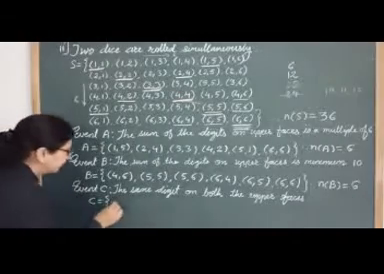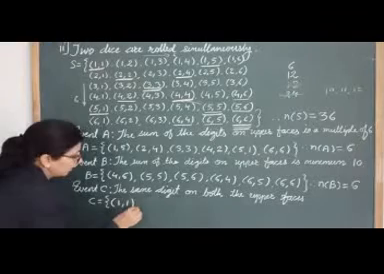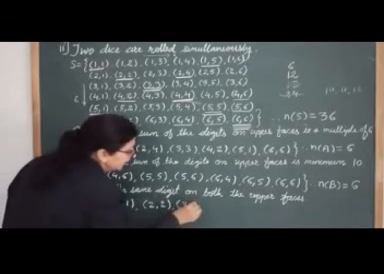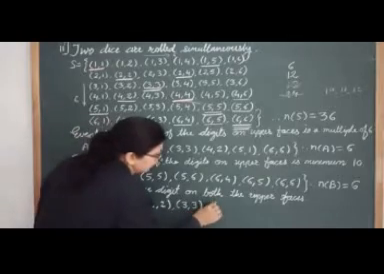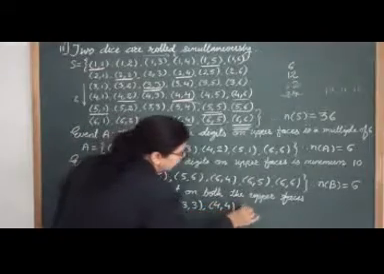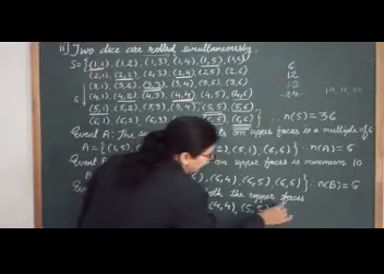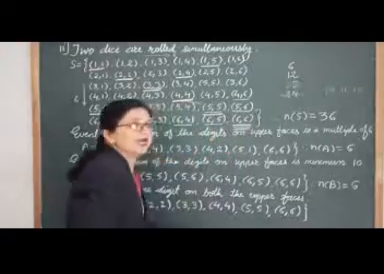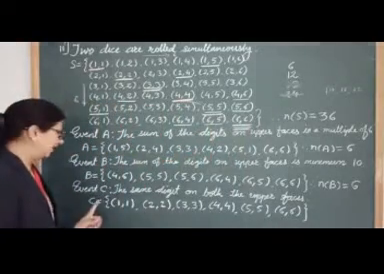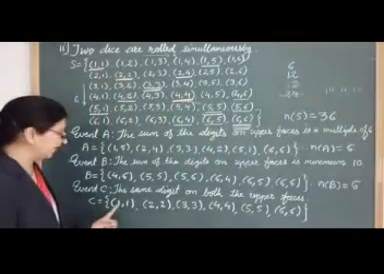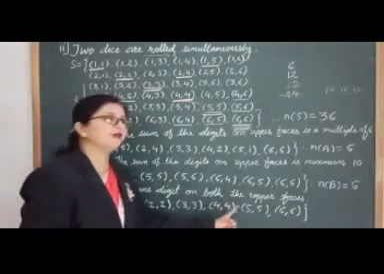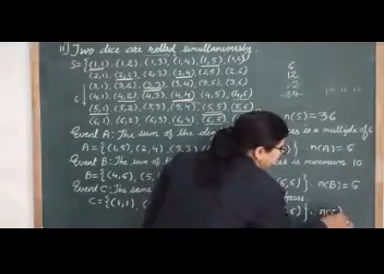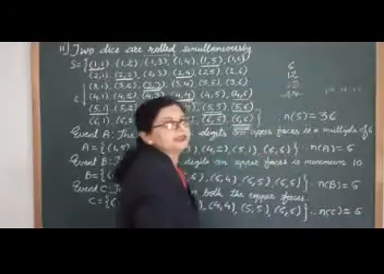So let's write them down. 1, 1, 2, 2, 3, 3, 4, 4, 5, 5 and 6, 6. So these are the points for event C. So how many points did we get? 1, 2, 3, 4, 5, 6. So the number of points in event C is also 6.